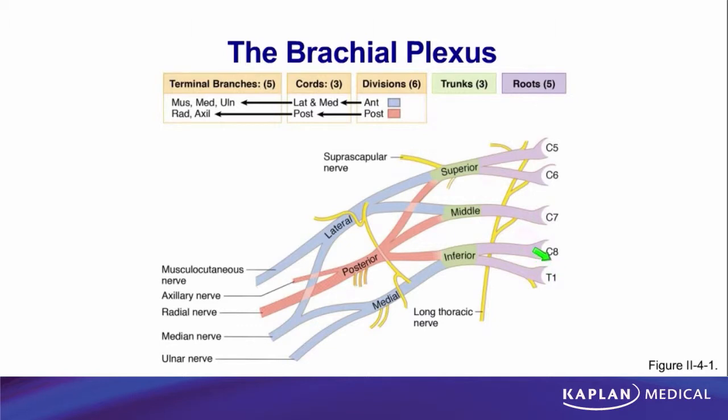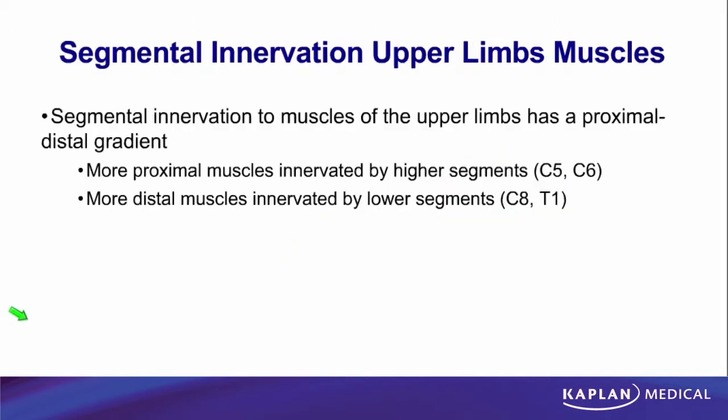Then we need to know how the muscles are innervated, not according to terminal nerve, but according to segmental innervation. In other words, is the muscle innervated by C5 or C6, or is it innervated by C7 or C8, or is it innervated by C8 or T1? Regardless of which terminal nerve is innervating it. So that's a whole separate way to learn muscle innervation, segmental innervation. But it's very easy because there's a very specific pattern to segmental innervation, and the pattern is described as having a proximal-distal gradient.